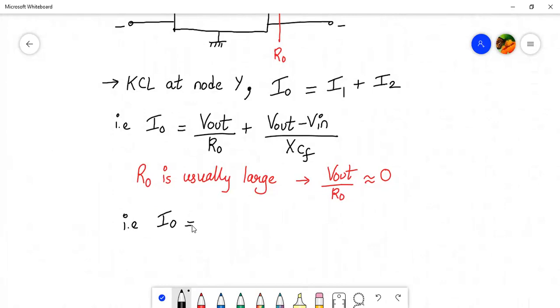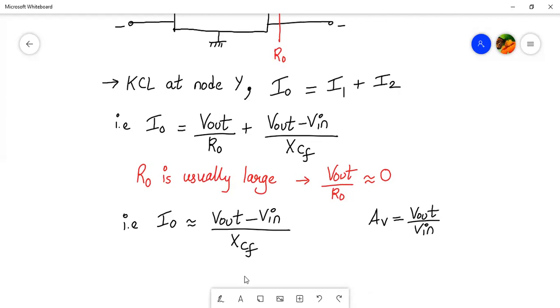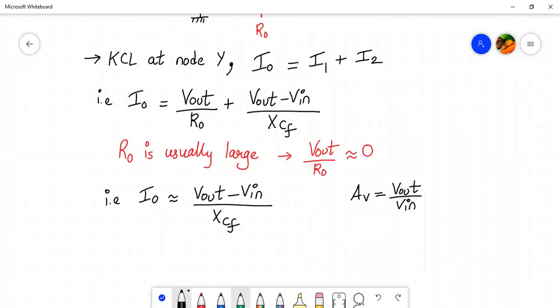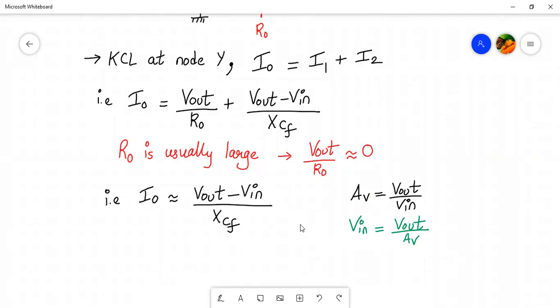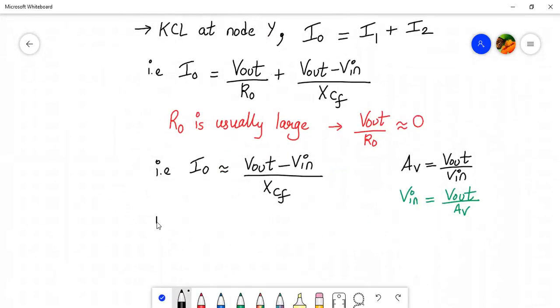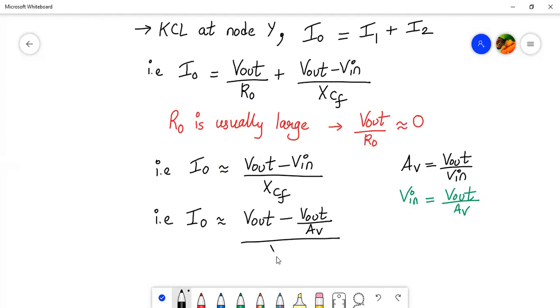That is, I naught is approximately equal to V out minus V in upon XCF. And we can write V in terms of V out. What is the relation between them? We know that AV is given by V out upon V in. So we can write V in is equal to V out upon AV, and that is what we will substitute over here. So in the next step, we can write that IO is approximately equal to V out minus V out upon AV divided by XCF.